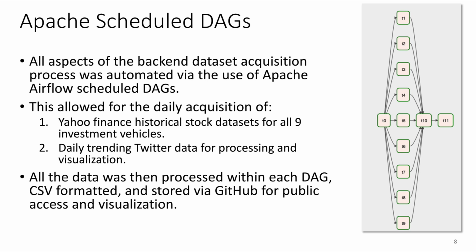The Apache Airflow scheduled DAGs automated all aspects of the backend dataset acquisition process. This allowed for the daily acquisition of Yahoo Finance historical stock datasets for all 9 of the investment vehicles selected, and the daily trending Twitter data for processing and visualization. All the data was processed within each DAG, CSV formatted, and stored via GitHub for public access and visualization.